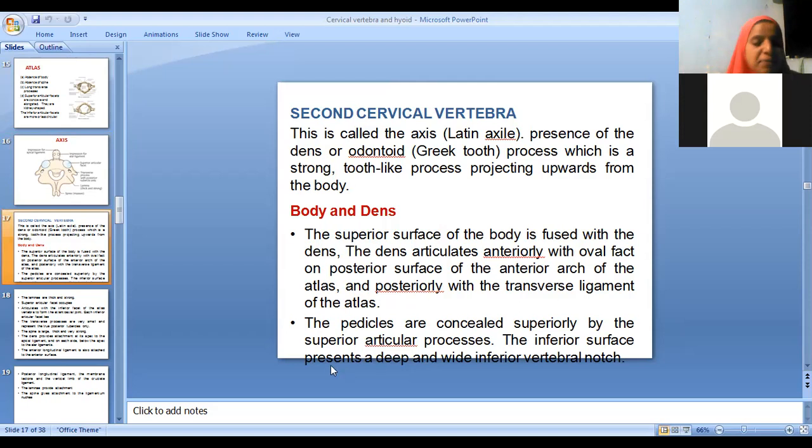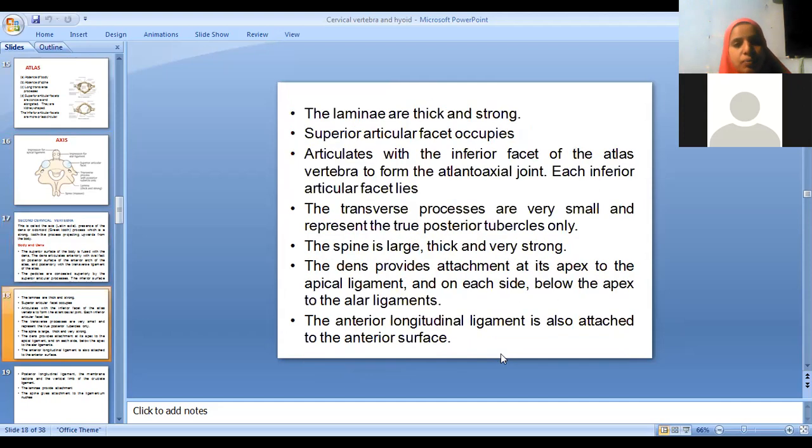Inferior surface is also presenting a deep and wide inferior vertebral notch. Lamina are thick and strong. Superiorly it articulates with C1, inferiorly it articulates with C3. Spine is large, thick and very strong.